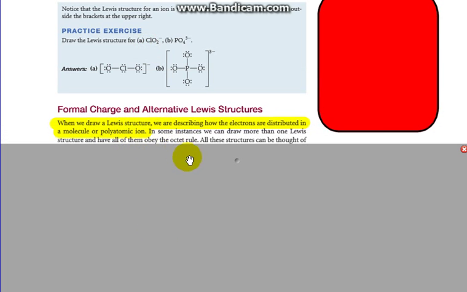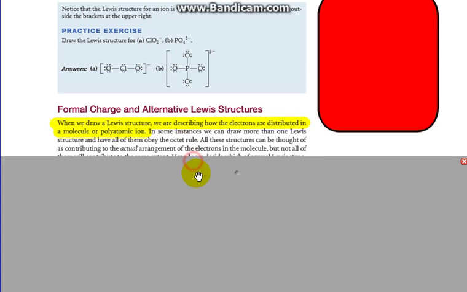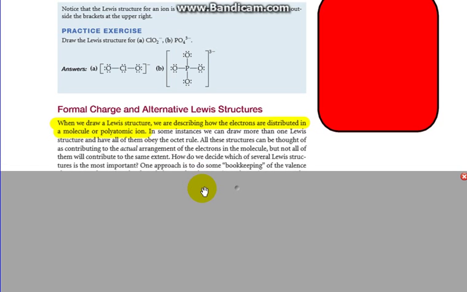So when we draw a Lewis structure, we are describing how electrons are distributed in a molecule or polyatomic ion. In some instances, we can draw more than one Lewis structure and have all of them obey the octet rule. All these structures can be thought of as contributing to the actual arrangement of electrons in the molecule, but not all of them will contribute to the same extent. How do you decide which one you use?